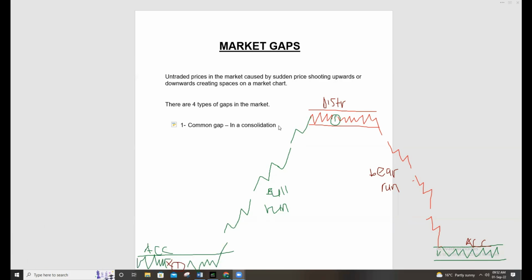Now the breakaway gap is found after consolidation. So once you're done with the consolidation, you've left the consolidative phase, and now you're off to the bear run or the bull run. That's when you're going to get a breakaway gap. Now, how does a trader use a breakaway gap? Or how is it important? How is it relevant to your trading?